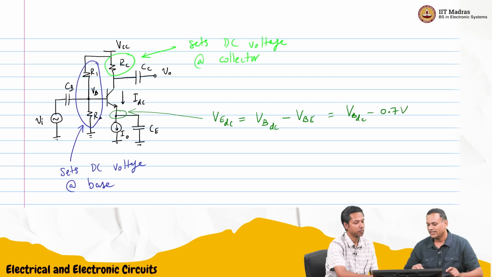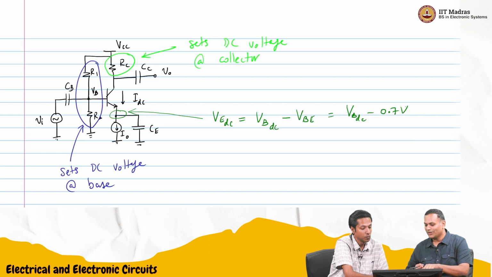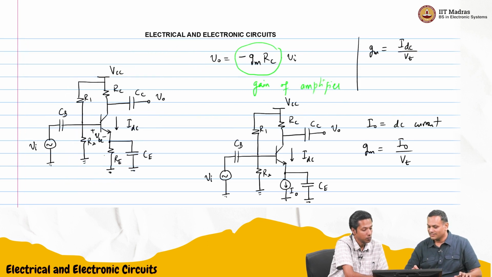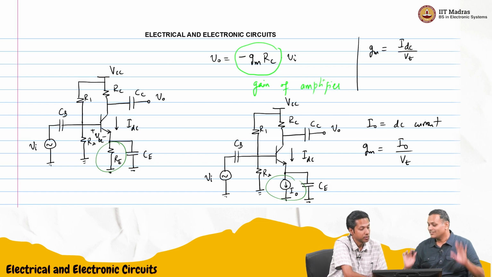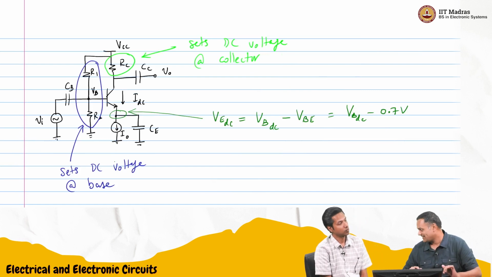Perfect. And in fact, this shows one difference between having the resistor and having the current source. Because in this case, the DC current depended on RE. Here it's constant. So that is one big difference. IDC is I naught, independent of VE DC.